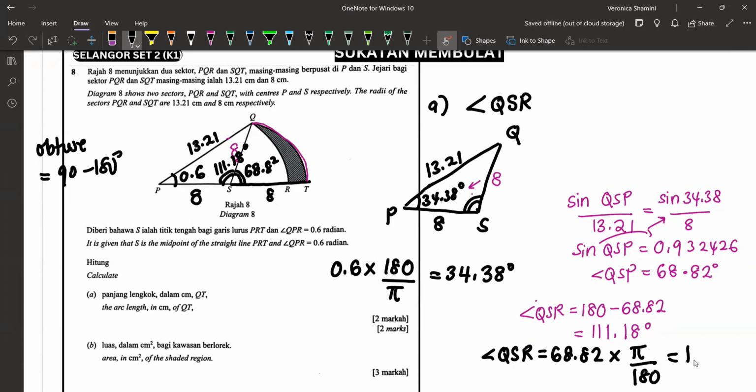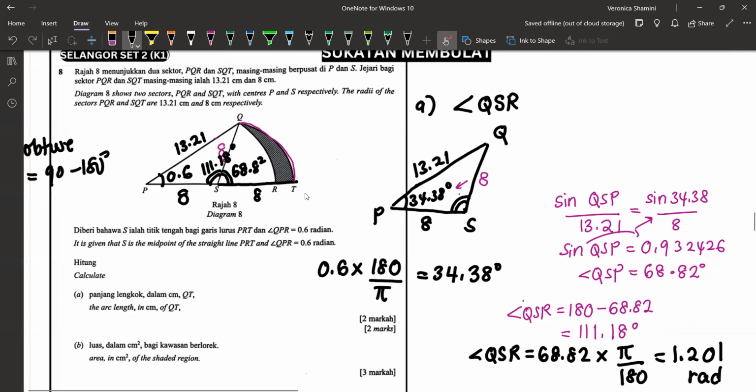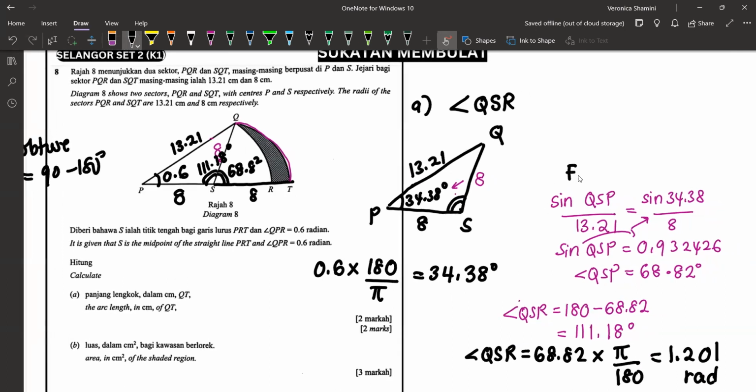Okay, I'm getting 1.201 radian. Okay, so dah dapat dah radian. I want you to faham this. Ni bagi tahu teacher kalau faham. Kenapa macam tu? Sebab tengok balik sudut dekat sini. This part. Okay, yang ni.